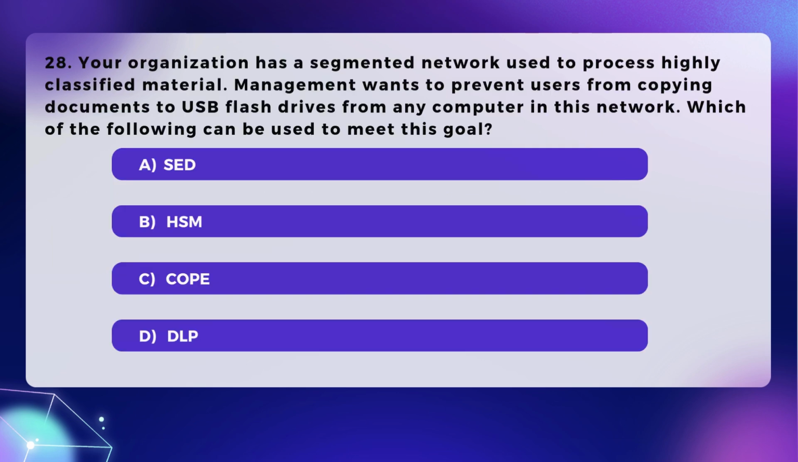Your organization has a segmented network used to process highly classified material. Management wants to prevent users from copying documents to USB flash drives from any computer in this network. Which of the following can be used to meet this goal? A. SED. B. HSM. C. COPE. D. DLP.